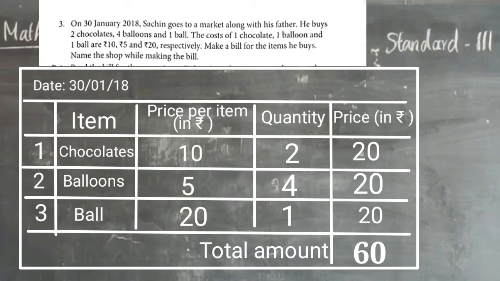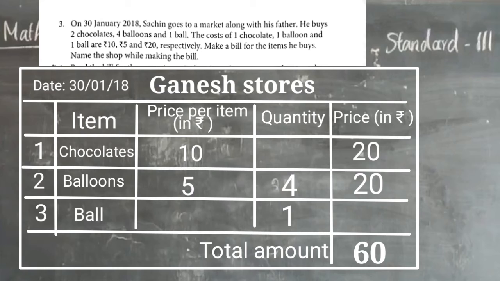And now at last we have to name the shop. So your wish how to frame the name. So you can name any names. By your name itself you can give the store name. I am giving that store name as Ganesh store. You can give Balaji store. Like this you can name any name for that shopping bill. So the name for that shopping bill I am giving as Ganesh store. So this is the making of a bill for the items he buys.